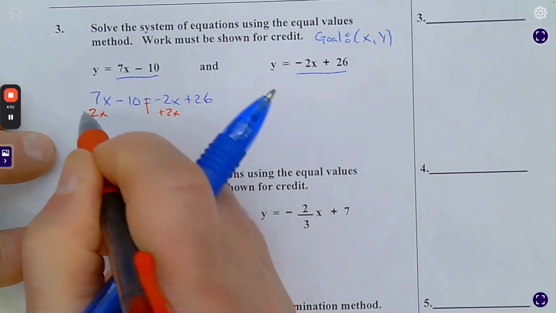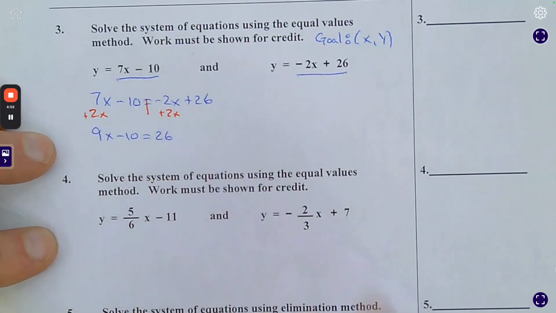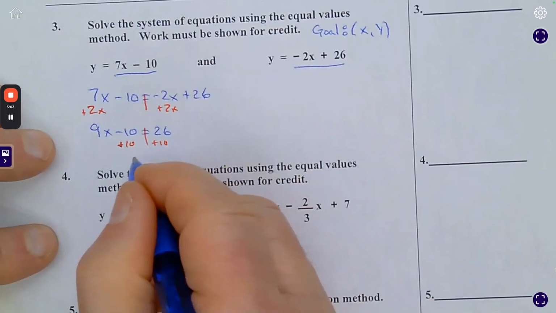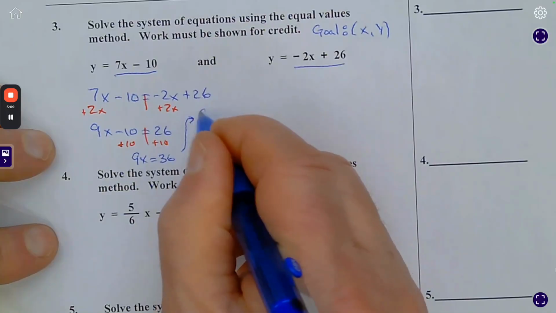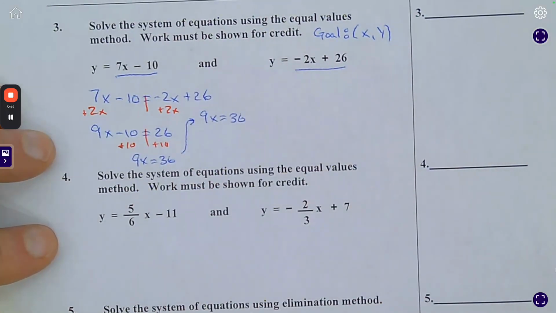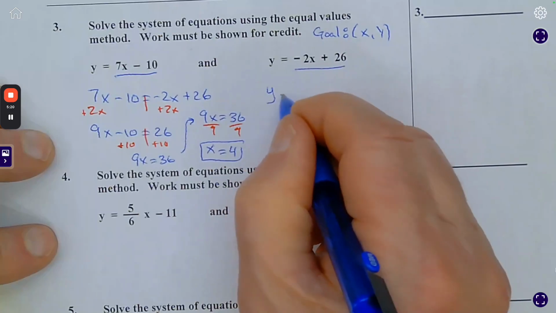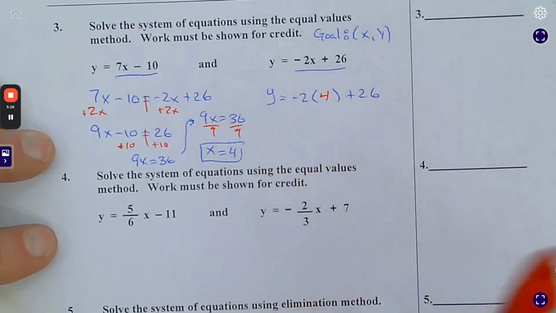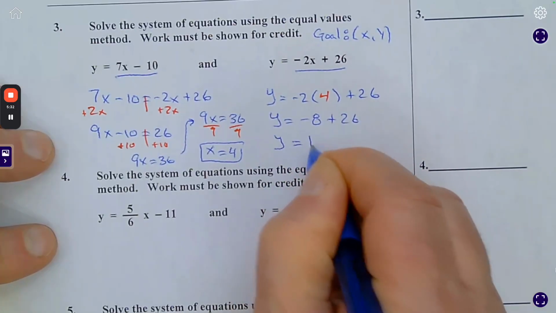Add 2x, add 2x. So I get 9x - 10 = 26. Add 10, add 10: 9x = 36. Divide by 9, and I get x = 4. Now to find y, I'm just going to go here, and where I see an x, I'm going to replace it with a 4. So I have y = -8 + 26, y = 18.